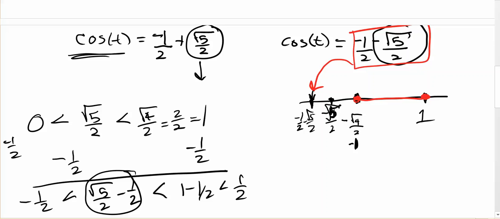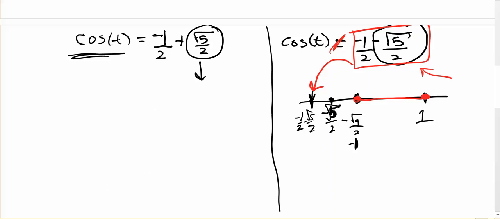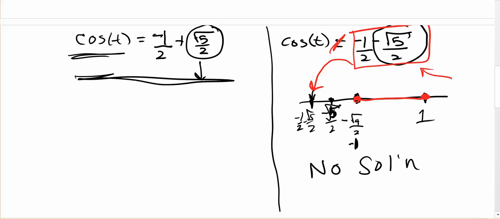But this value right here is outside of that range. So we are not going to get any solutions for this equation because the cosine of t can never equal negative 1/2 minus the square root of 5 over 2. You can also see this by plugging this value into your calculator and getting a decimal approximation for it. At this point, we can say we are not going to get any solution from this side of the equation, and we can focus all our attention over here.